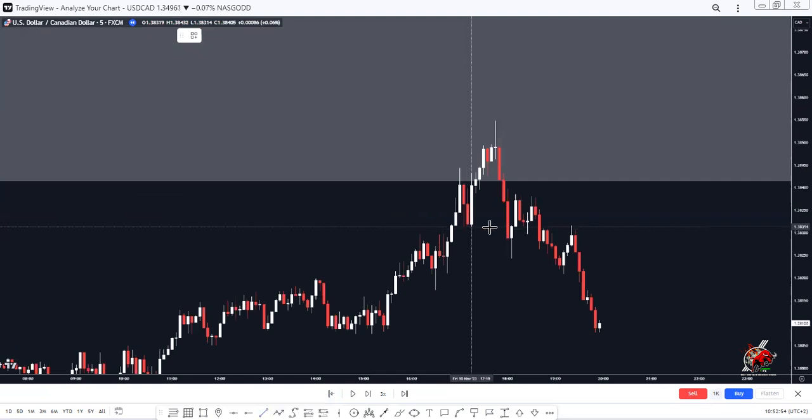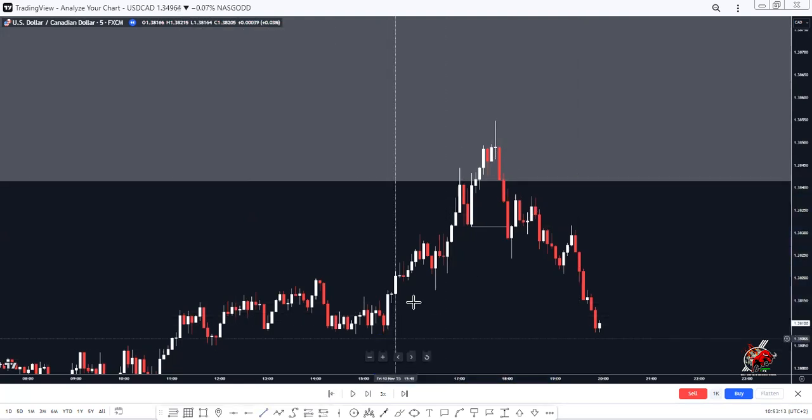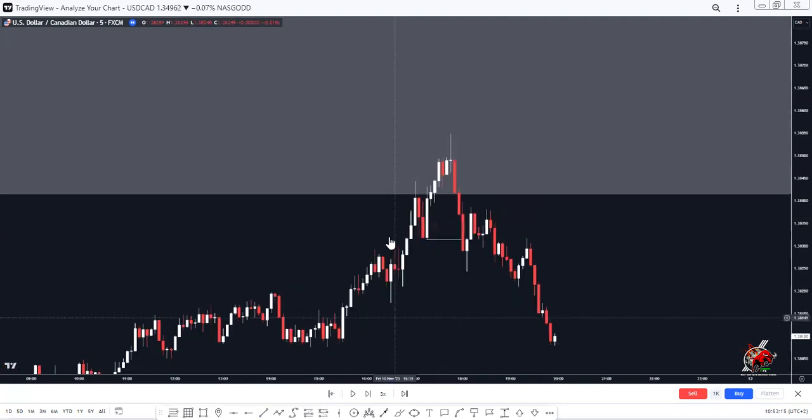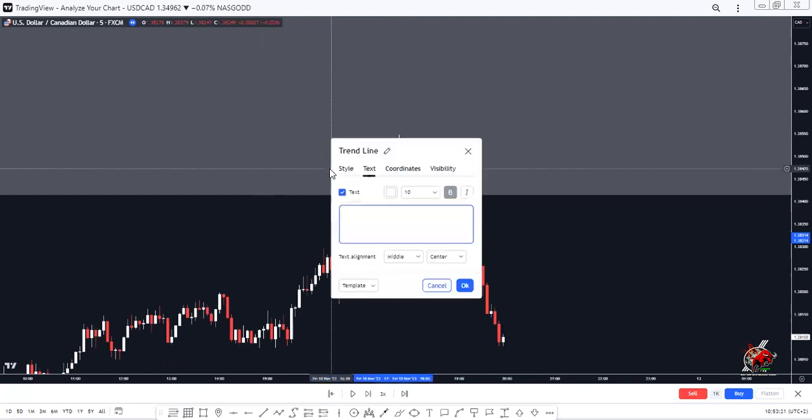Here is your change of character. Why am I saying it's a change of character? Because the market from this low was trending up, some sort of an uptrend right here, printing highs and higher highs. So right here, this will be your change of character as it shifted in price, right? So let's just name it.